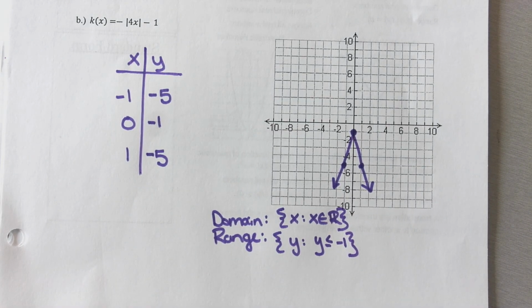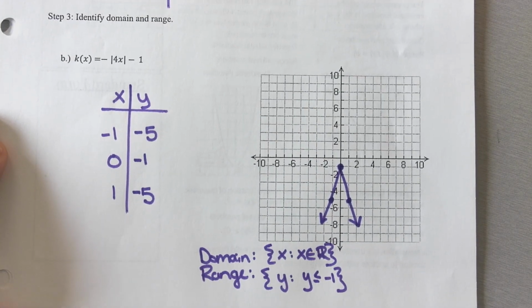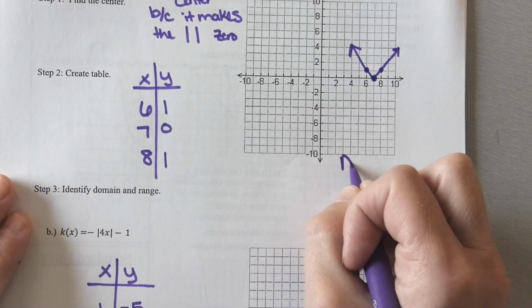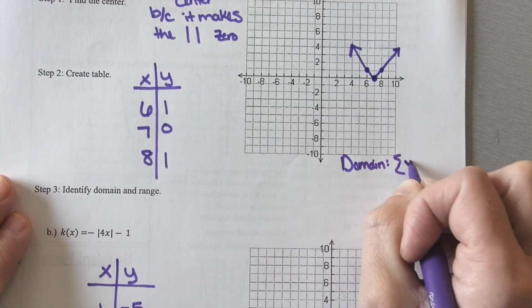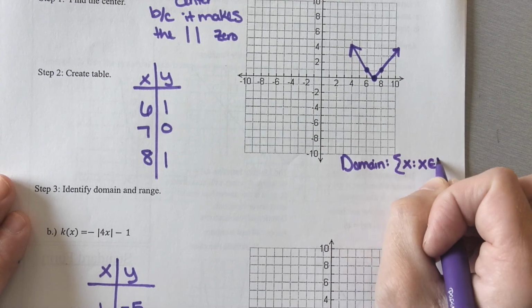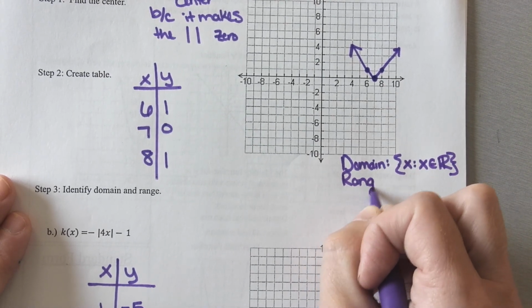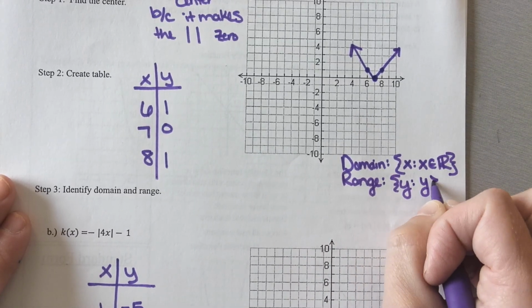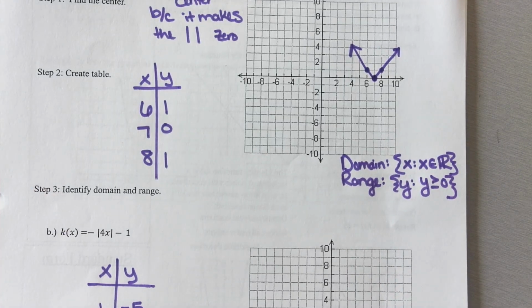Like I said, I forgot to do it for part A. Let's go back up to part A and think along those same lines. Domain, is it going to span out and touch everything? Yeah, x such that x exists in the set of reals. Range. Where does it start? 0. Yeah, and it goes up from there. So that one would be greater than or equal to 0.